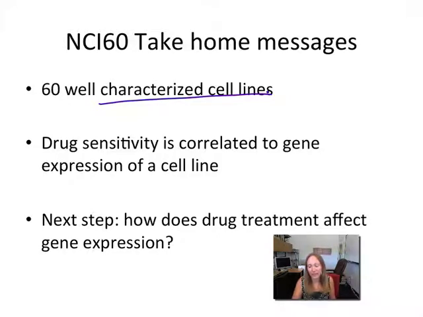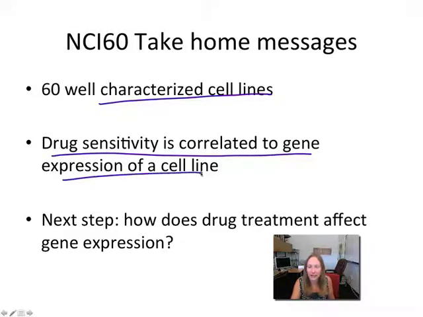The NCI 60 project showed that drug sensitivity is correlated to gene expression of a cell line, which is pretty great. That big heat map on the last slide shows that if you have more of one gene or less of a gene, then that correlates with how sensitive you are to a specific drug. And the project set up a goal, which is a better understanding of how drug treatments affect gene expression, and that's what I'll talk about in the next few slides.